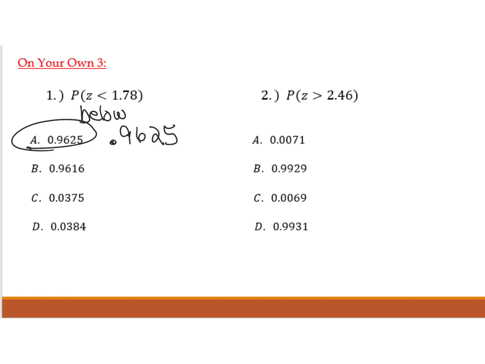Okay, second example, we're finding the probability of a z-score greater than 2.46. Remember, the table shows below. Greater than indicates that we are looking for the amount of data above that particular z-score. To get that, we have to subtract the decimal from our table from 1. So when I look up on my table 2.46, I get 0.9931.